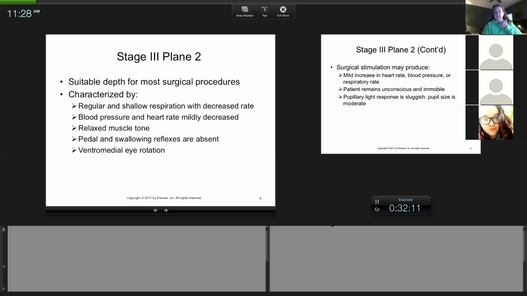Sometimes that's the first place I see swallow come back: you can see in their throat that they swallowed, which you don't want them doing during surgery. If they can swallow, that's a reflex coming back. That means they're getting light again. Now, if you're waking them up, that's great. But if they're in the middle of surgery, you don't want a swallow. We want ventromedial eye rotation.